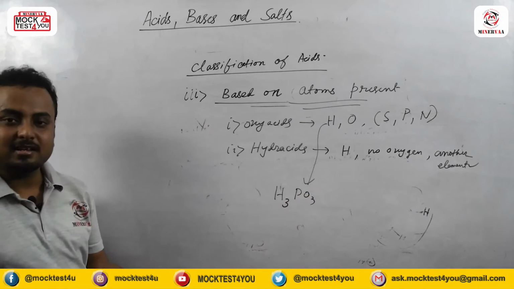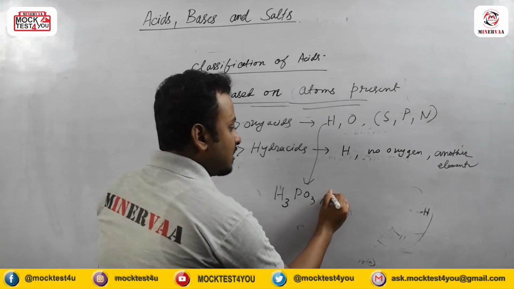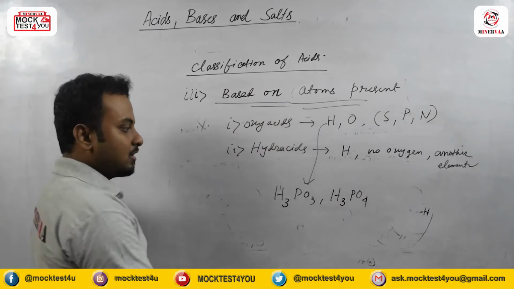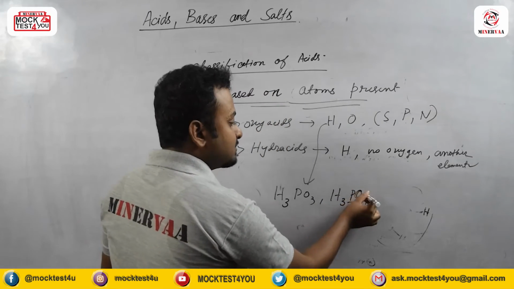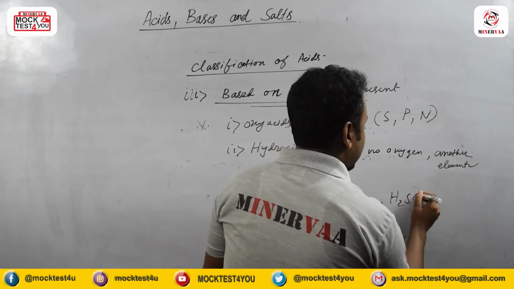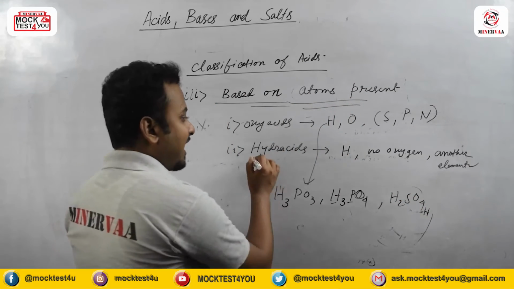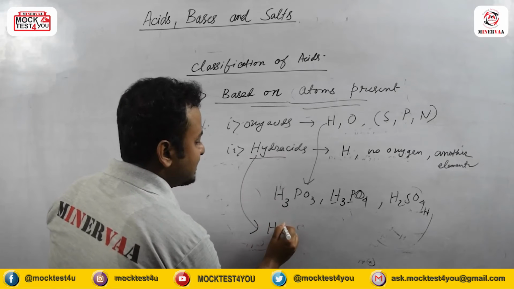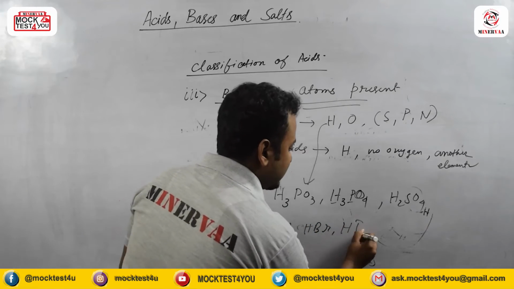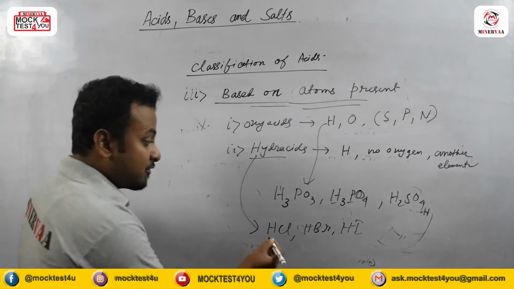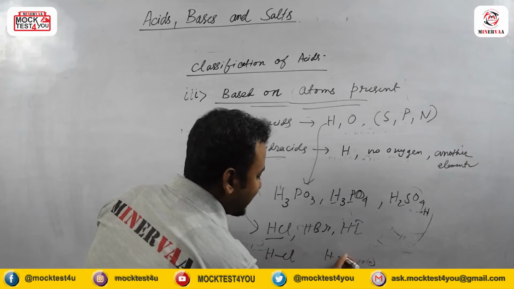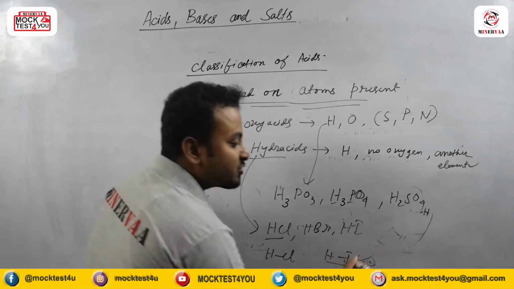For example, if we take the example of oxyacids, H3PO3, phosphorus acid, is an oxyacid. Phosphoric acid is also an oxyacid because phosphorus is present, O is present and H is present. H2SO4 is also an oxyacid. But hydroacids are HCl, HBr, HI. These are all hydroacids. If we compare the strength of HCl and HI, HI will be stronger.